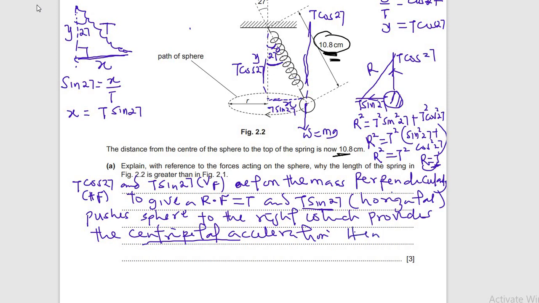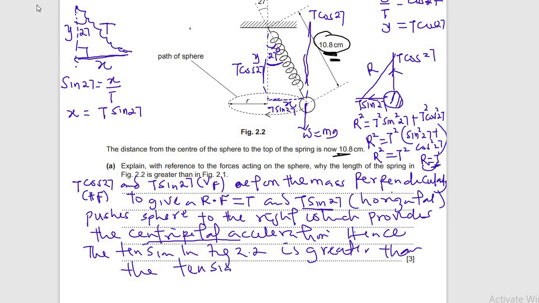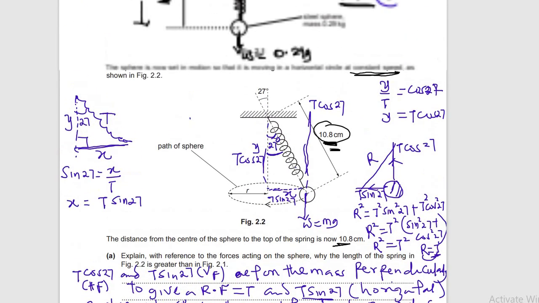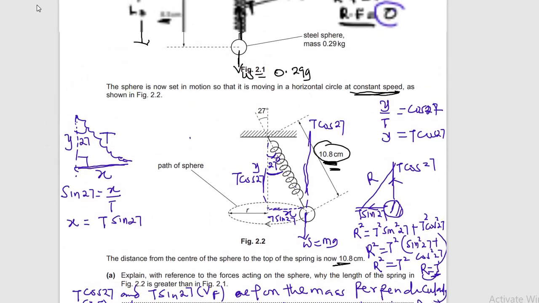Hence, the tension in figure 2.2 is greater, we conclude, than the tension in figure 2.1. That is what they're asking. This, you get your full mark here. Figure 2.2. This is figure 2.1. Yes, you're correct. Let's move to the next one.